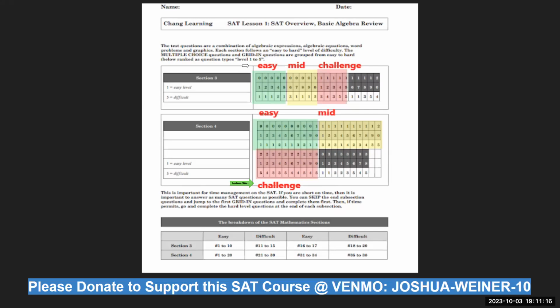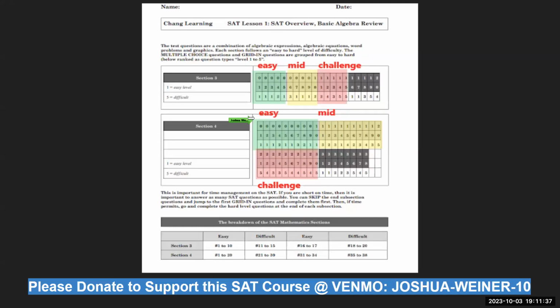So a very successful strategy for tutoring students at the tutoring house, which I've personally been doing for 15 years, is to do the first 10 in section 3, and then do any grid-ins that are easy, and then check the time, and then do any problems that you skip to finish the section, because it's a timed section.